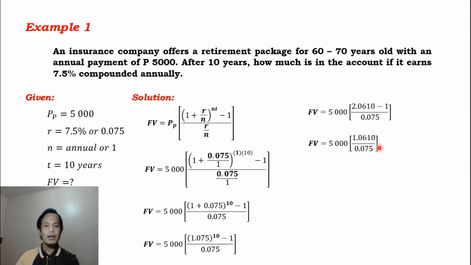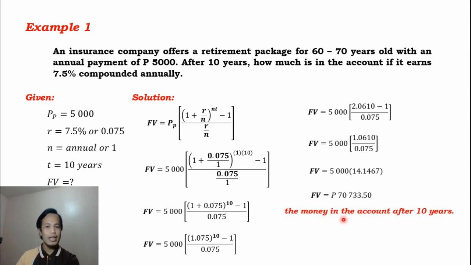Copy 5,000, we copy the denominator. This time, by using a calculator, we divide 1.0610 by 0.075. Of course, that would give us 14.1467. And we multiply this number by 5,000, which is the periodic payment. Therefore, our future value is 70,733.50 pesos. This is now the future value, the money in the account after 10 years.